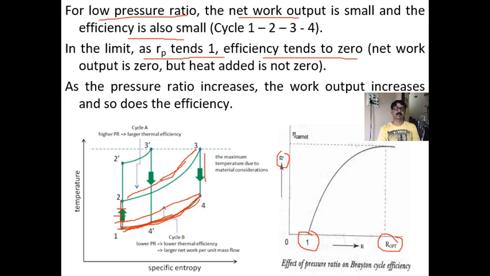Actually, it doesn't become 0 in reality, so that's why it is written tends to. If Rp tends to 1, efficiency tends to 0, but in reality the compressor has to compress the air to some pressure, so P2 will not become equal to P1. Now let us increase the pressure ratio. The work output also increases, and so does the efficiency, because it is net work output by heat input. So efficiency increases, that you can see from this curve also.